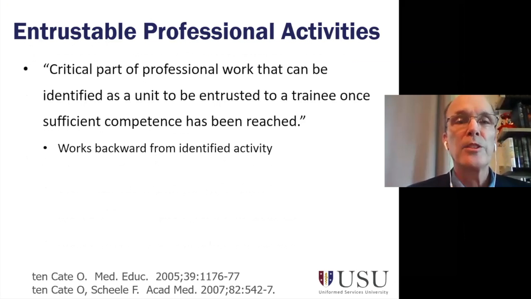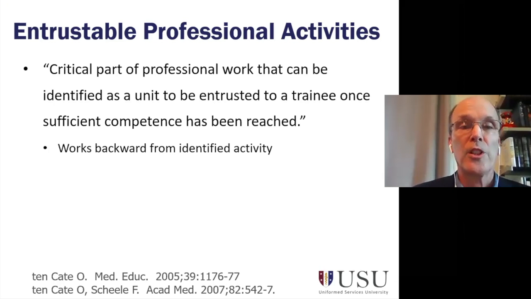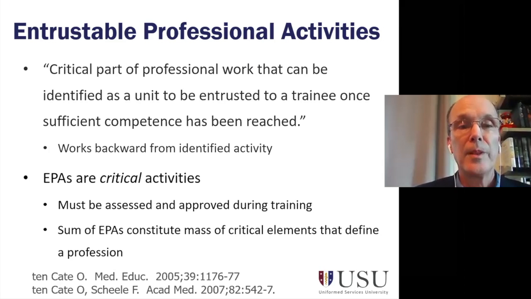So by their original definition, they form the critical part of our professional work that can be identified as a unit and then be entrusted to a trainee once they've demonstrated sufficient competence. But the key is that they're critical activities. They're essential. They're at the core of what we do. And the goal is that they have to be assessed and approved during training. And if you can identify the core ones, you can compile EPAs together to define the critical elements of a profession.